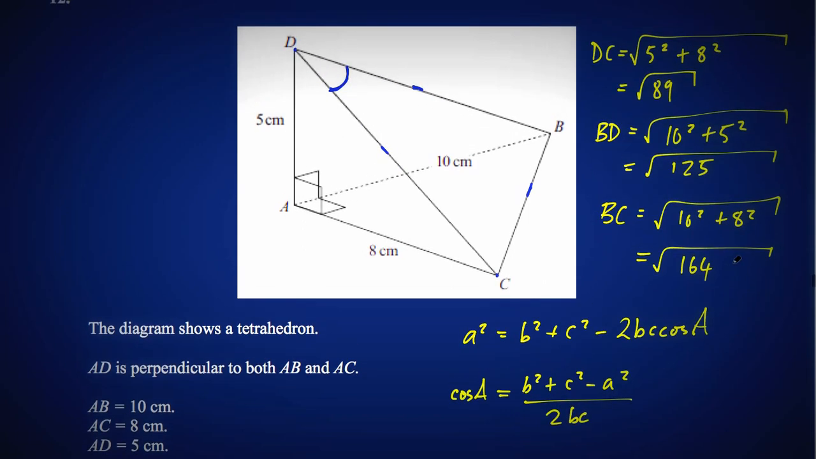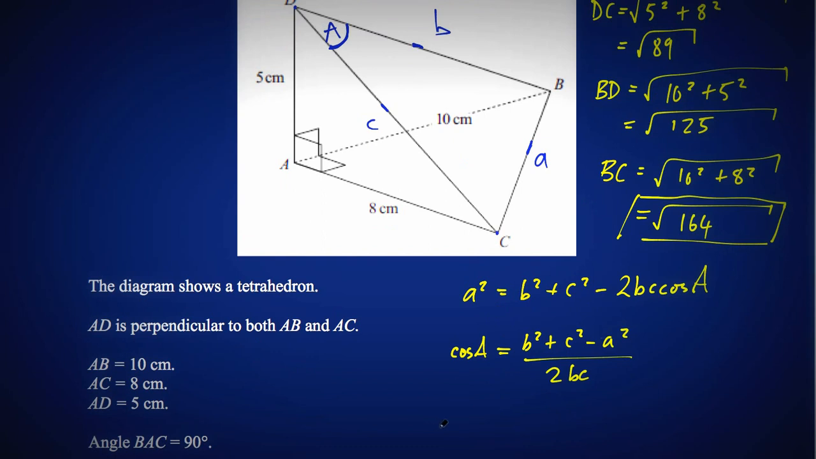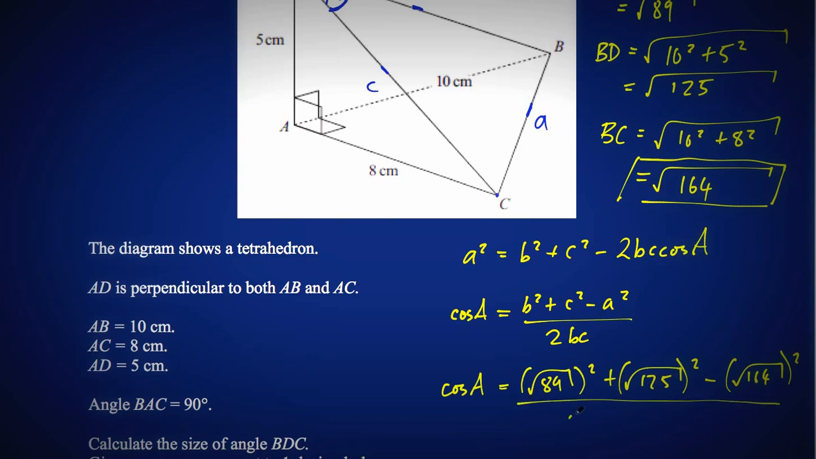So using that, the one that's important is that this side is A, because angle A and side A are opposite each other. B and C are interchangeable, so I can use the other two as B and C, but this side here, BC, that is my side A. So I've got cos A equals B squared, let's just say that that's B, root 89 squared, plus c squared, that's root 125 squared, minus a squared, root 164 squared, all over 2bc. 2 root 89 root 125.